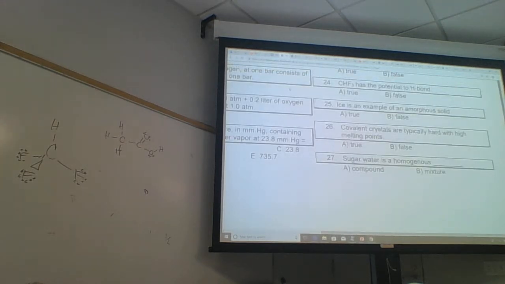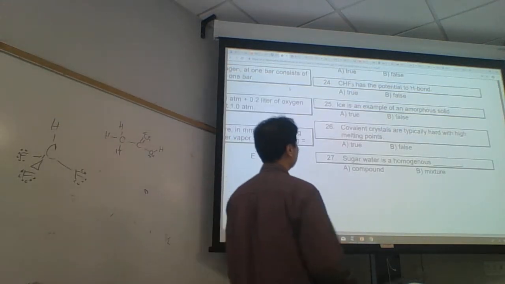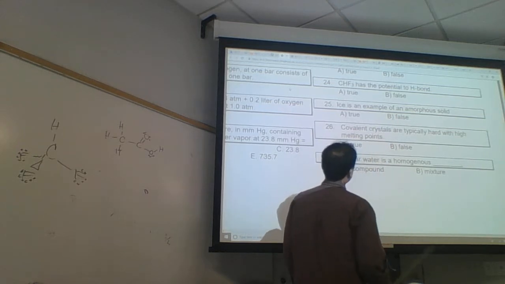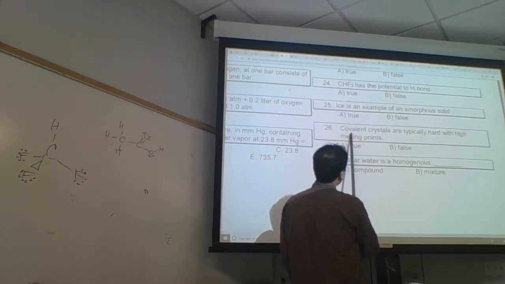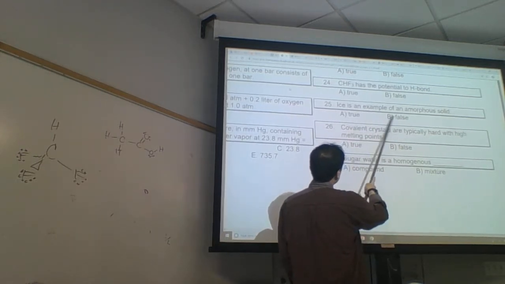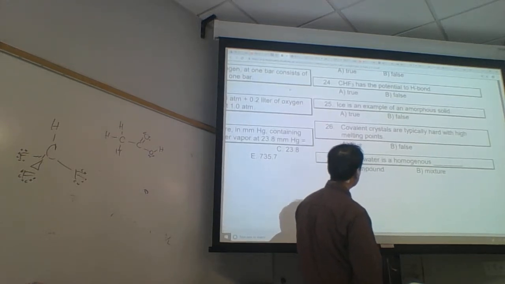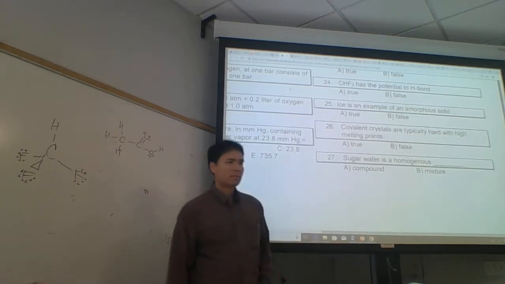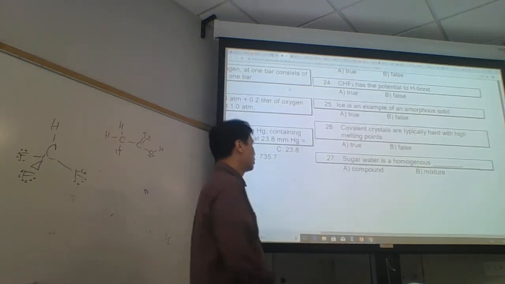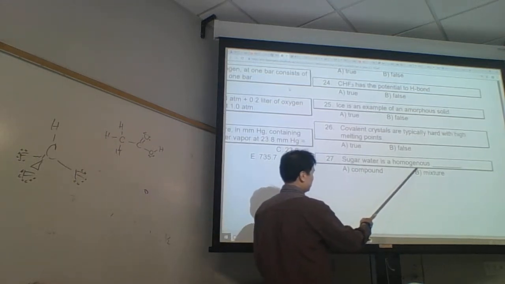So if you argued that there is such a thing as amorphous ice, and showed me, I would give you credit for this one. But typically we say true or false. We say false. Covalent crystals are typically hard with high melting point. True. Sugar and water is a homogeneous mixture.